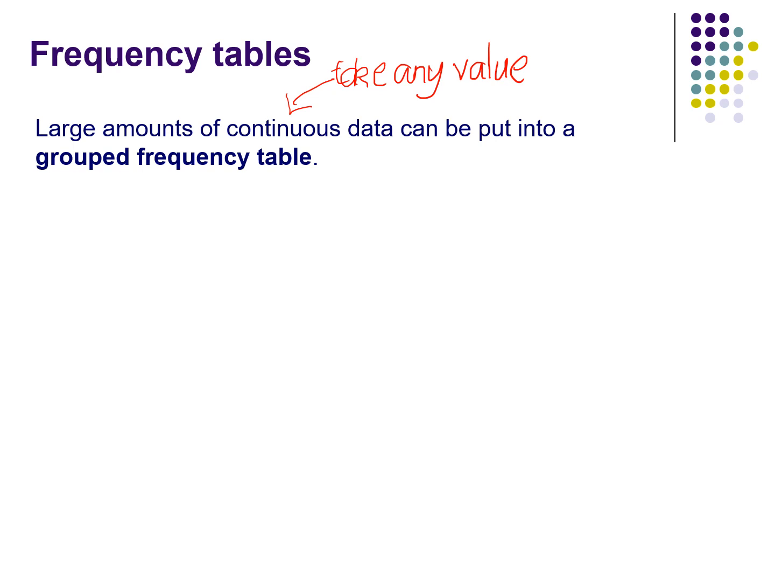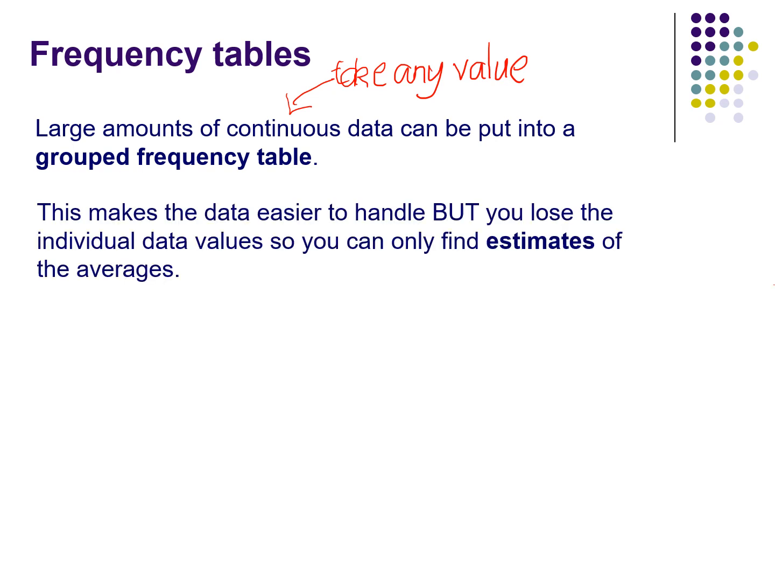But the problem you have with a grouped frequency table is that you lose the individual data items themselves. So all you know is, say, there might be 10 of them within that range of values, but you don't know what those specific values are. Hence, when we're finding the mean, we can only find an estimate of the mean. The same for the median as well. We can only find an estimate, or say which interval that particular value is in. So we can't work out the exact mean because we've lost the individual data items.